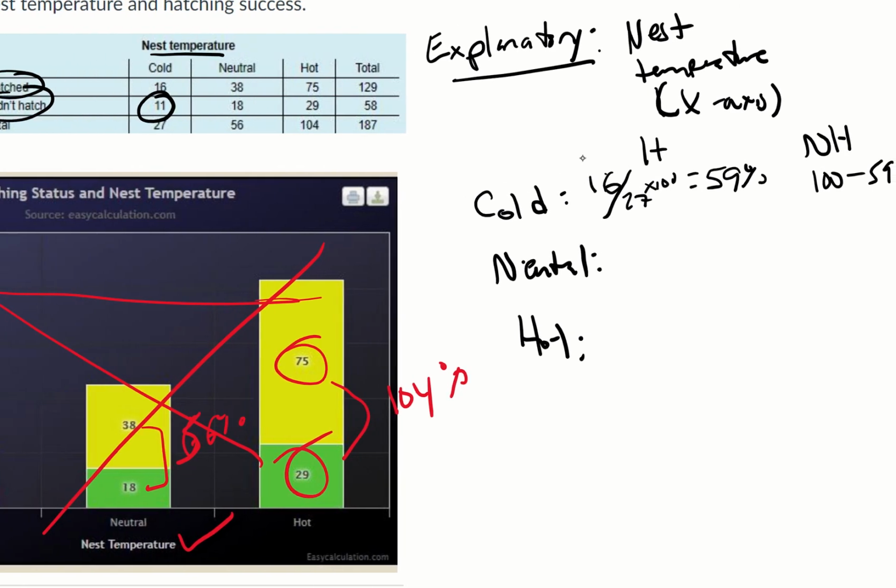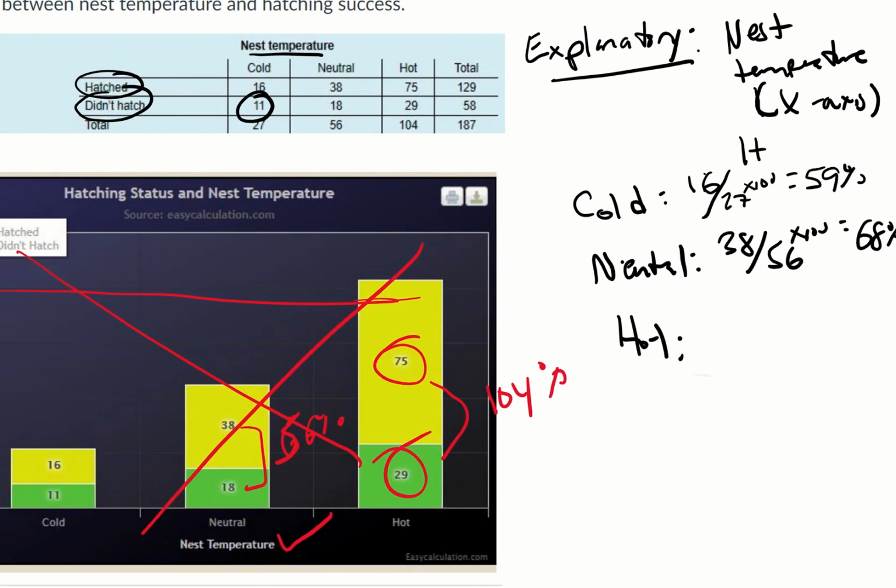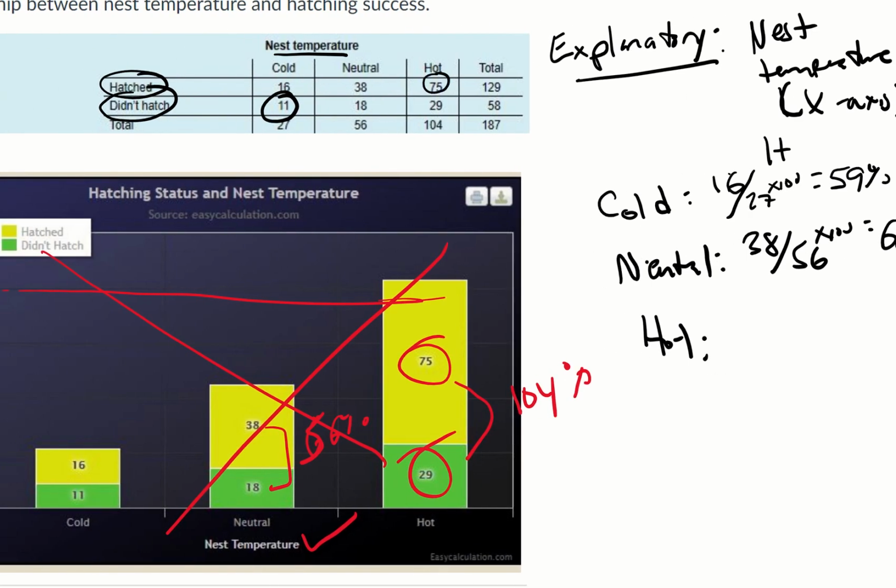Neutral, you have 38 out of 56 that hatched, times 100. So that's going to be roughly 68%. So this is going to be roughly 32%. And then the hot is 75 out of 104.